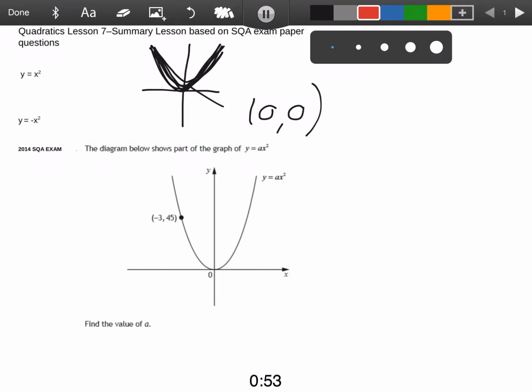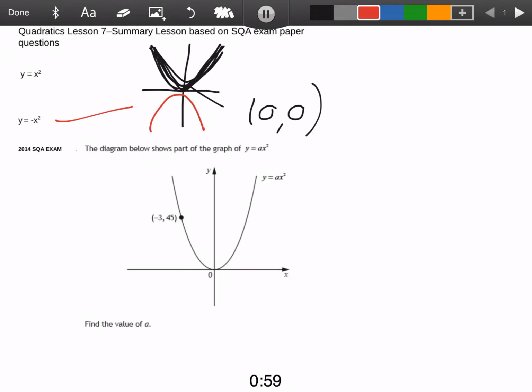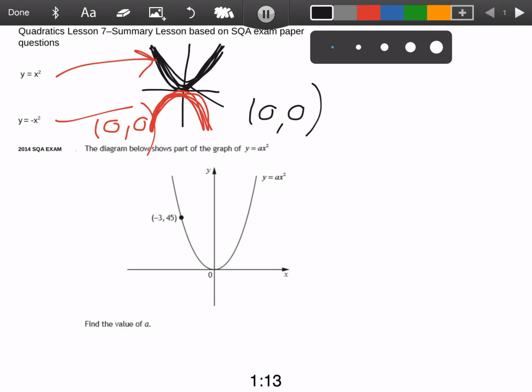I'll also do the shape of the y equals negative x squared. That's this one here. I suppose you could say it's the upside down version of it. We call that a maximum turning point, and it also has a maximum turning point of 0, 0, okay? The x squared one is the black one.